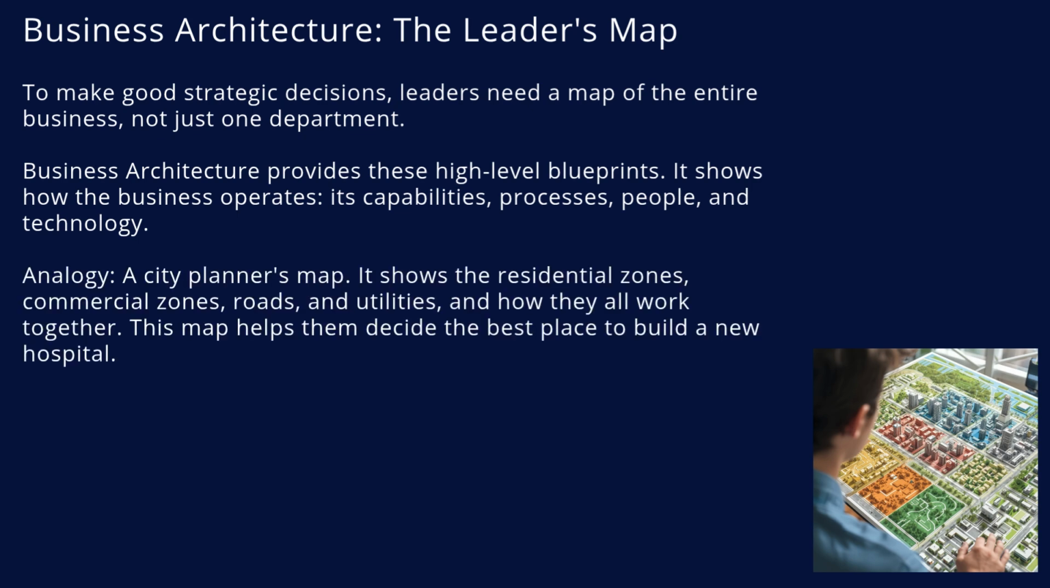A great analogy is a city planner. A city planner doesn't worry about the wiring in a single house. They look at the map of the whole city. They see the residential areas, the industrial zones, the transport network, and the power grid. This complete map allows them to make smart, strategic decisions, like where the best place is to build a new school or hospital. Business architecture gives leaders that same kind of map for the organization.